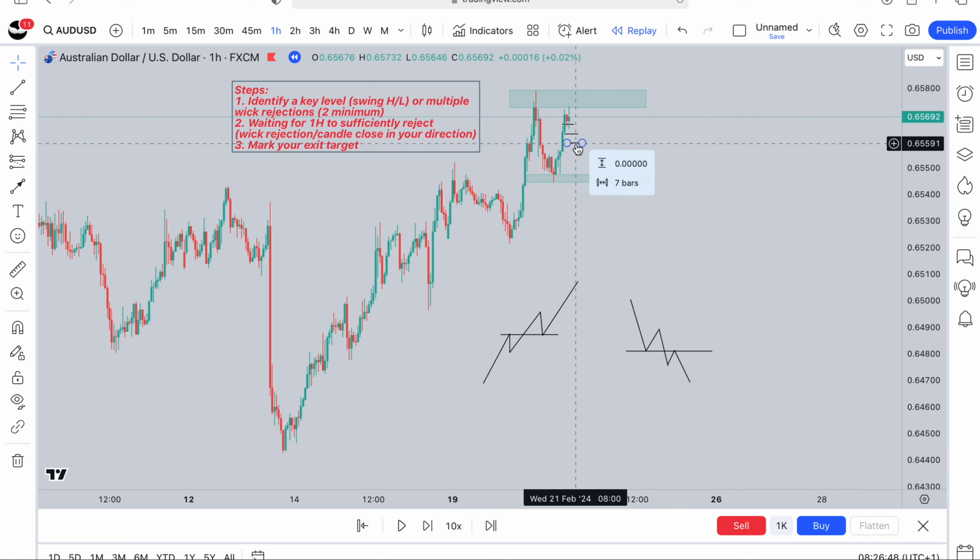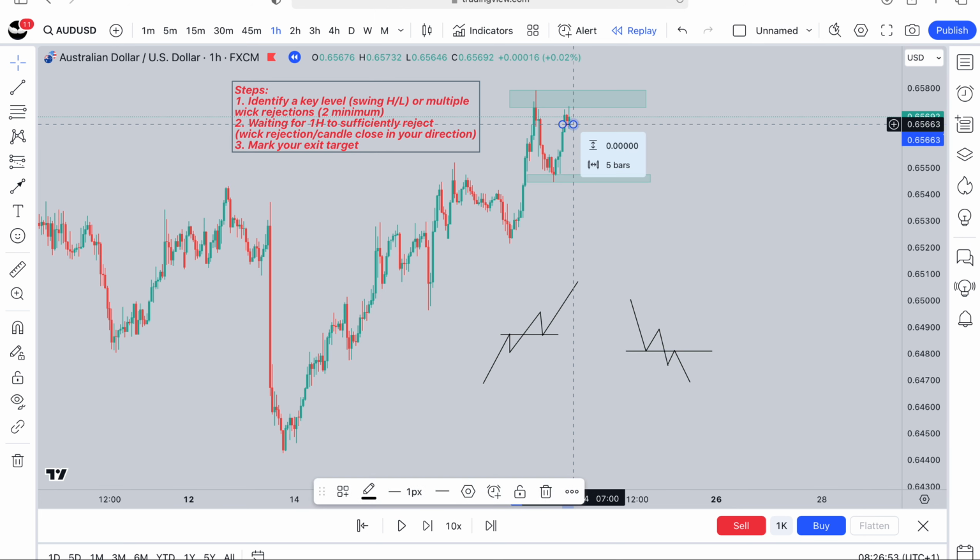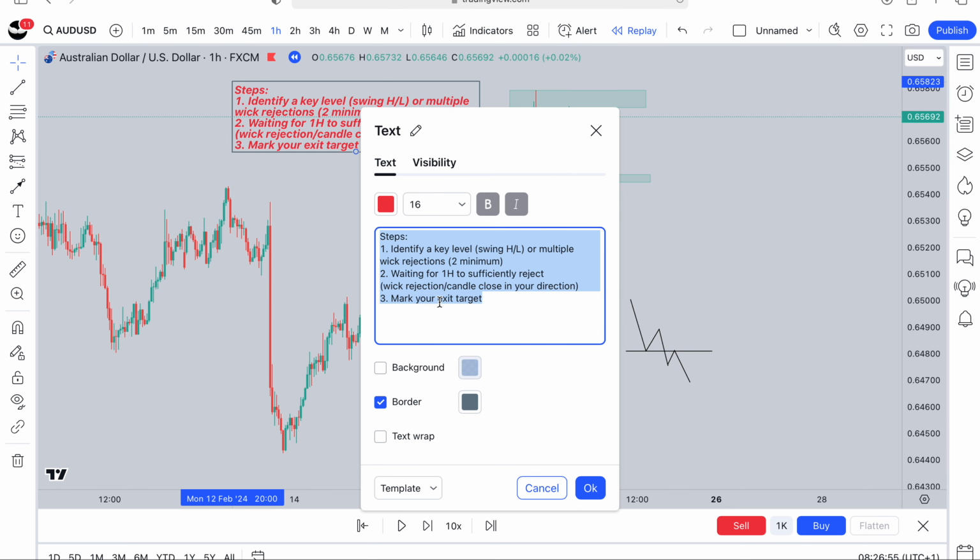So you've marked out your key level. Sorry, you've marked out your exit target. Well, maybe we should just call this the key level. I don't know, because key levels can be multiple things. Let's call it your exit key level. Okay, there we go. Not exit target, just your exit key level.